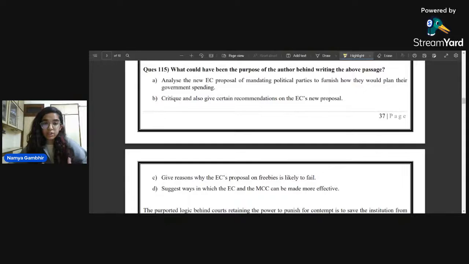So we also need to make sure, if you read the first two options, they particularly mention EC's proposal, because that's what the passage is about. The fourth option is too broad in its scope. It's talking about EC and MCC as a whole. That's way beyond the scope of the passage.